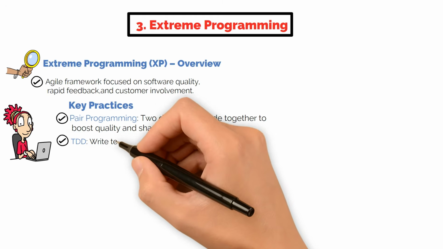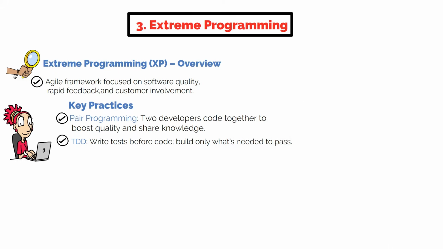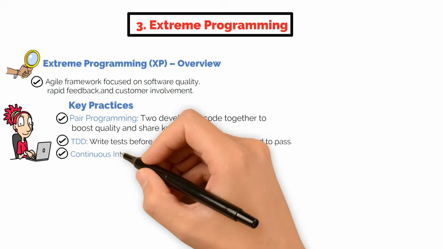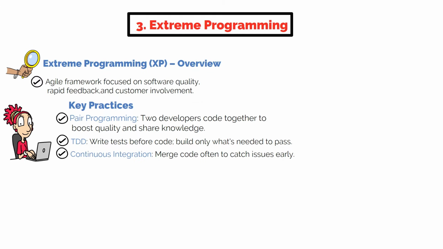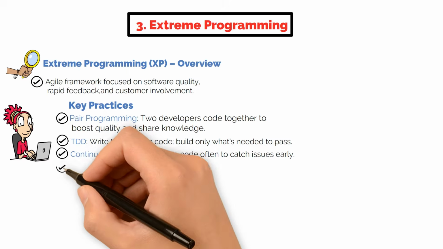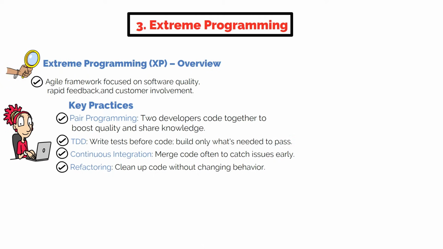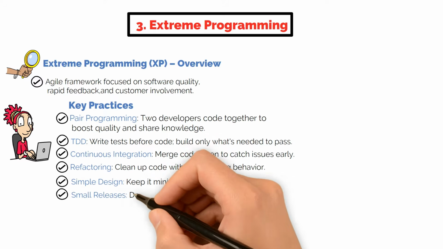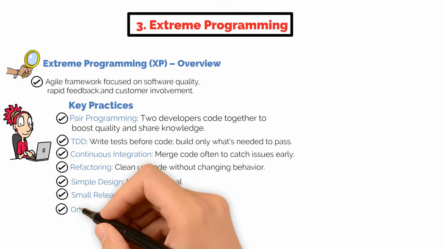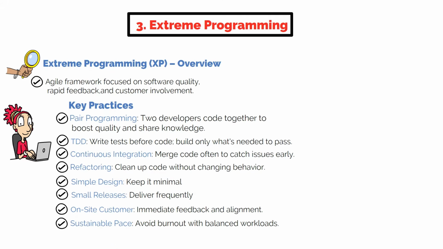Test-driven development, TDD, means write tests first, then build just enough code to pass the test. Continuous integration: the developers integrate code frequently to catch defects early. Refactoring improves code structure without changing behavior. Lastly, XP emphasizes simple design and small releases. XP also encourages on-site customer presence and working at a sustainable pace to avoid burnout.